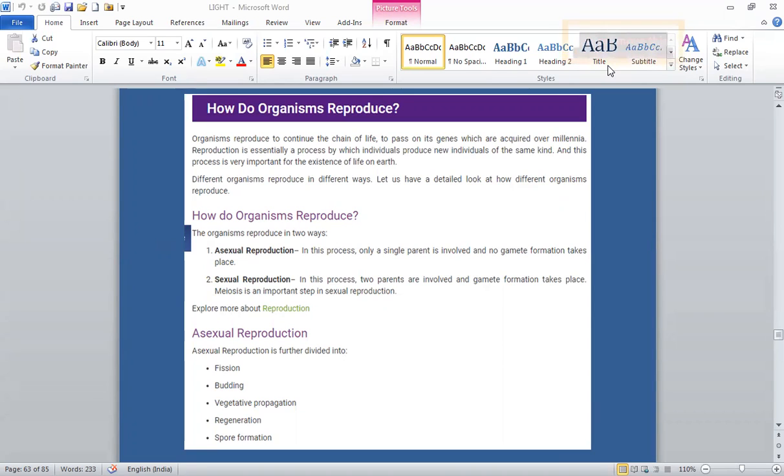Today we are going to start a new chapter. How do organisms reproduce? You all know what is reproduction. Reproduction is a process of formation of young ones of a species by the grown-up individuals.